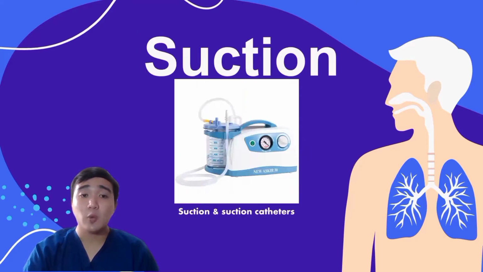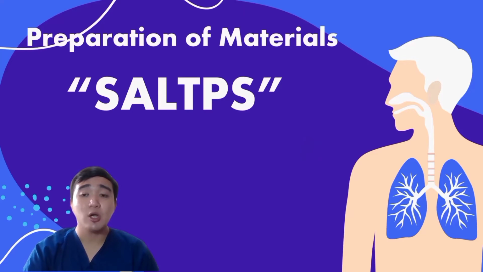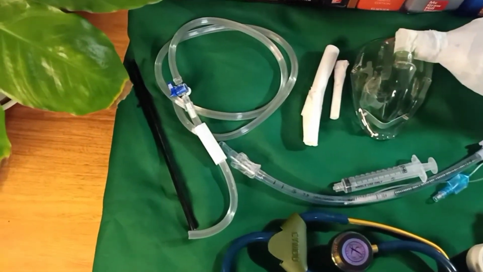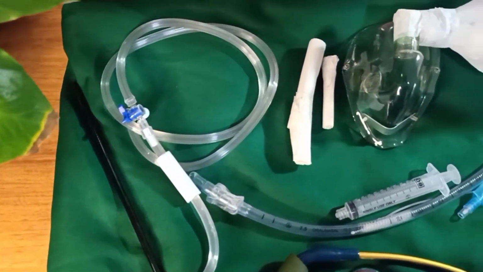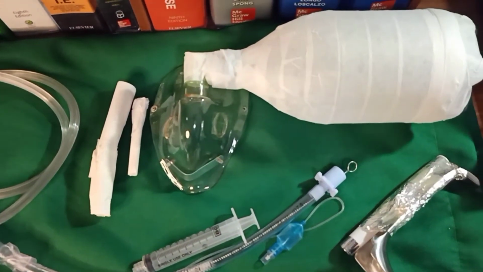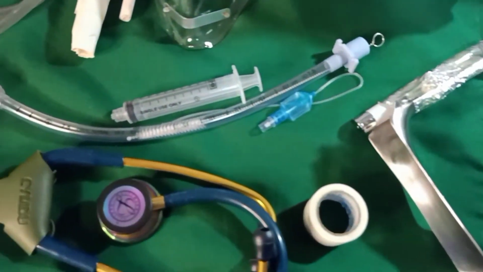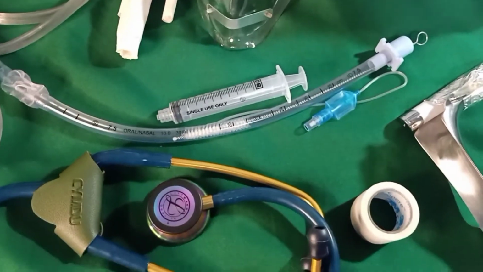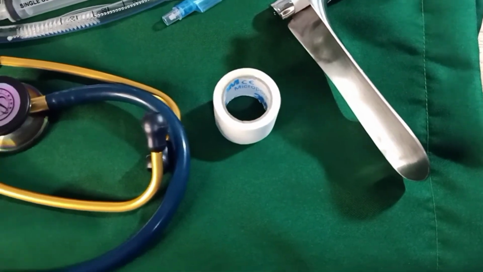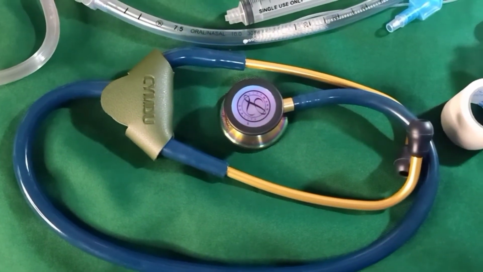And lastly, we have S, which stands for suction and suction catheters to remove secretions. Another mnemonic which will help us remember all the instruments that must be present in our intubation tray is SALT PS. This includes S for suction, A for airway, L for the laryngoscope, T for the endotracheal tube, P for plaster, and S for the stethoscope to confirm the placement of the ETT.